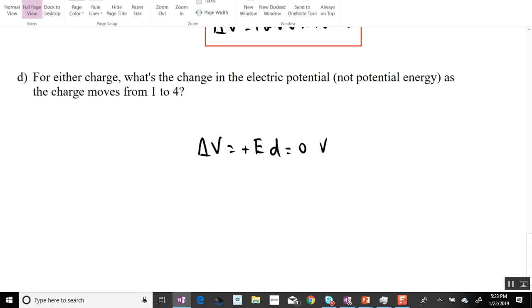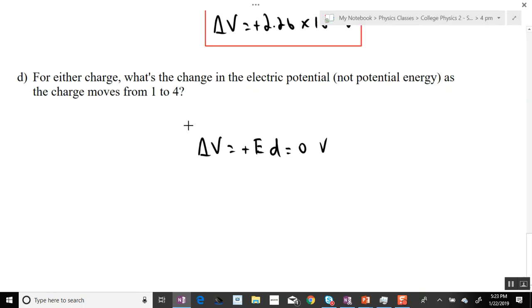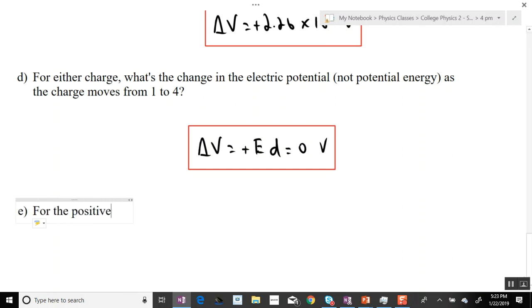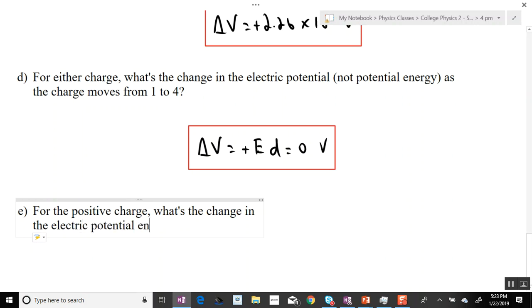All right, so that's all the questions you can ask for delta V. Now we're going to get to the change in electric potential energy. The change in electric potential energy depends on the charge, so we have to pick charges for this one. I think I'm doing the positive charge first, so that doesn't really matter. I can do them in any order. But for the positive charge, all right, so here's energy, right? So we're talking about the energy, not electric potential.